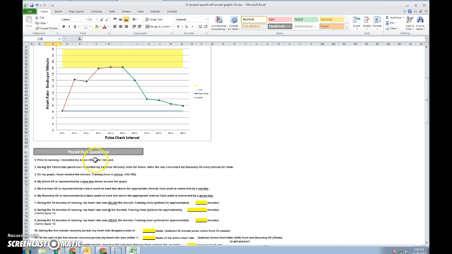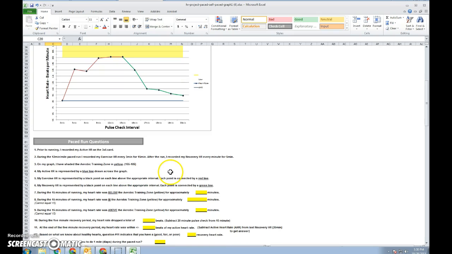So from here we need to analyze what our graph is. You'll see our steps here is what we just completed. We recorded our information. How we recorded it on my graph, the shaded areas 155 to 185, and so on. This is the part that we've already completed here. We will then go through the questions. So we see a yellow area. This is one that we need to answer.